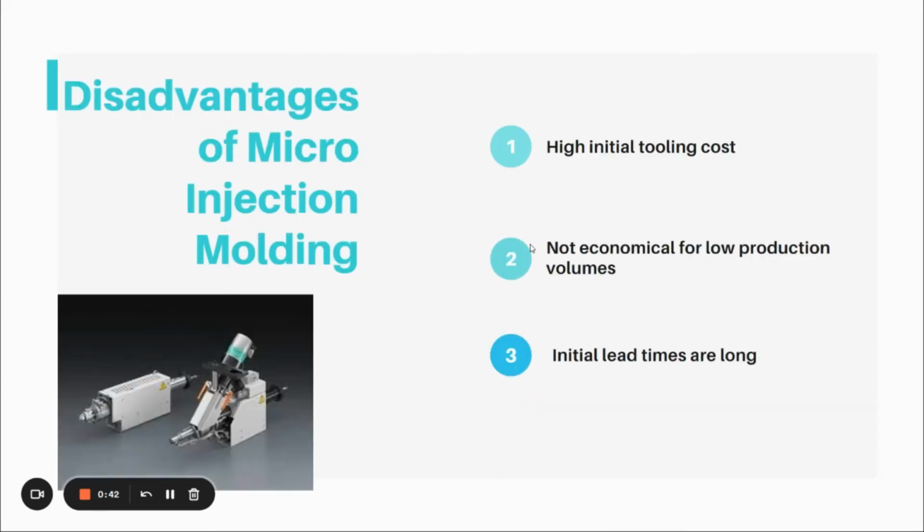For the disadvantages of micro injection molding, it has a very high initial tooling cost and is not economical for low production volume, and also the lead time takes longer for the initial lead times. So I think that's all for the advantages and disadvantages of micro injection molding.